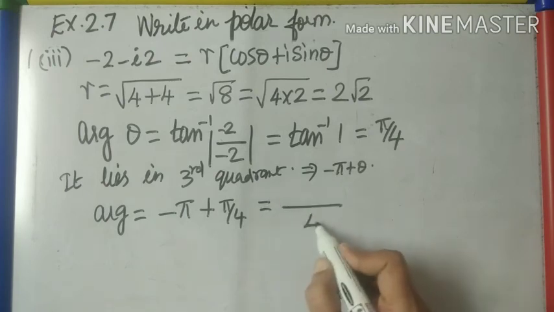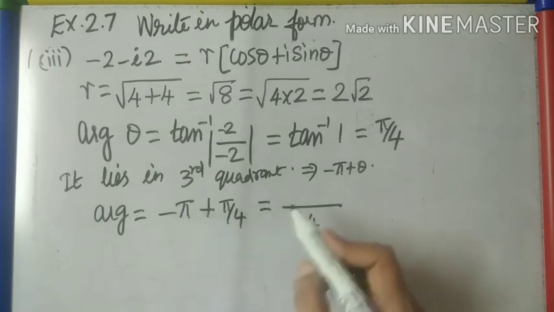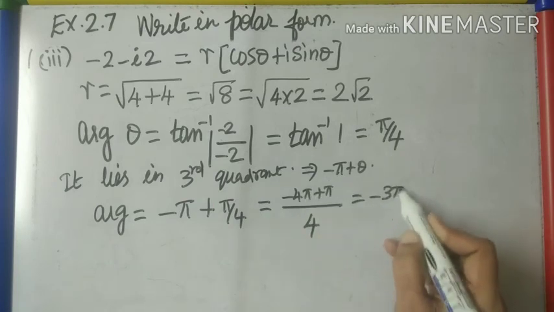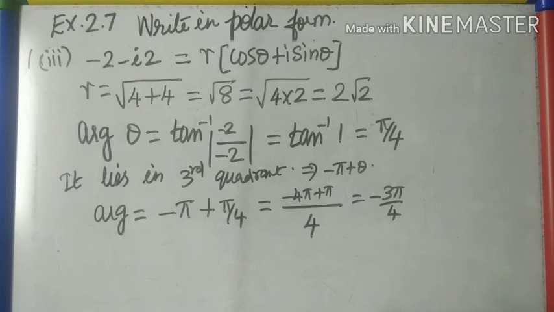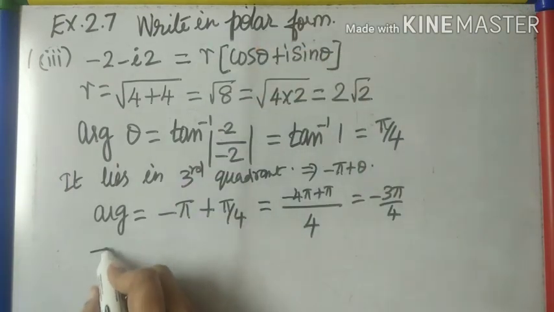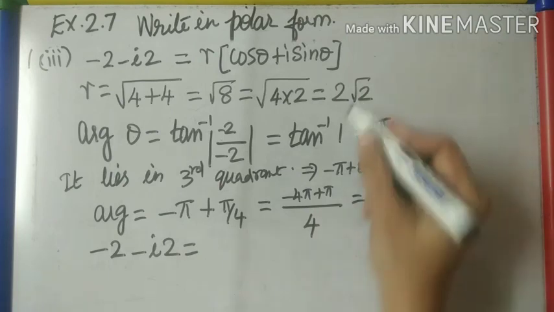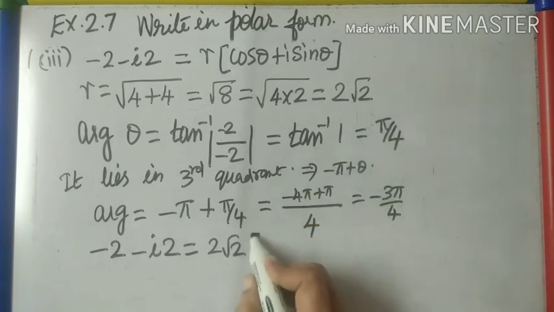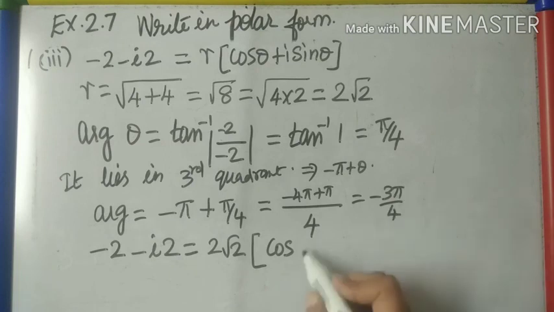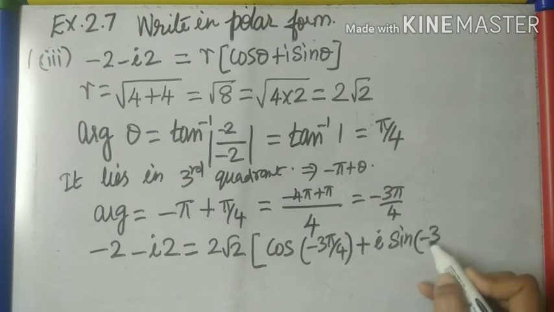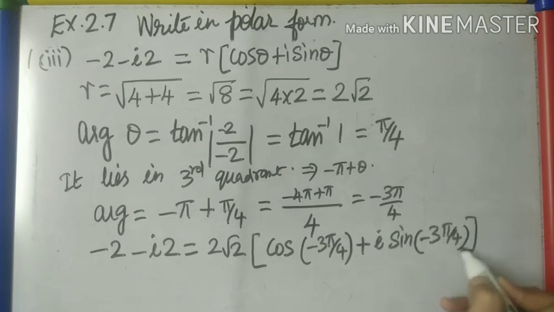Simplifying this answer, 4 is the LCM, minus 4 pi plus pi, which is nothing but minus 3 pi by 4. Put it back in the question, minus 2 minus i into 2 equals the r value 2 root 2 cos theta value minus 3 pi by 4 plus i sine minus 3 pi by 4.